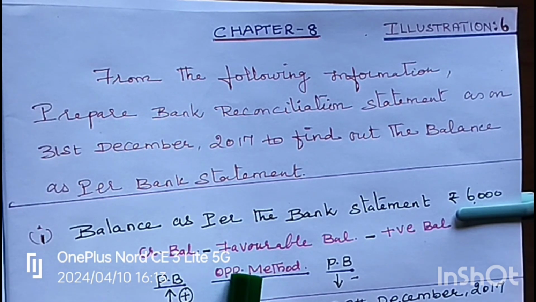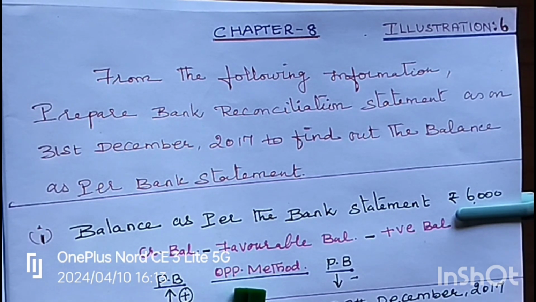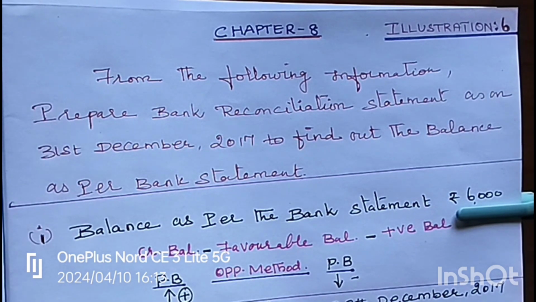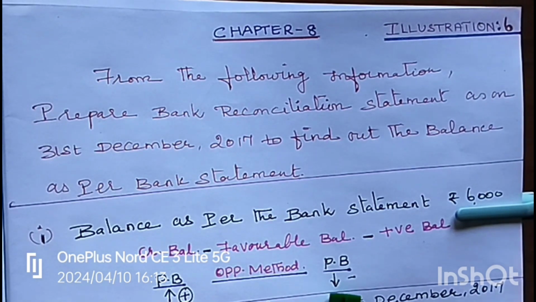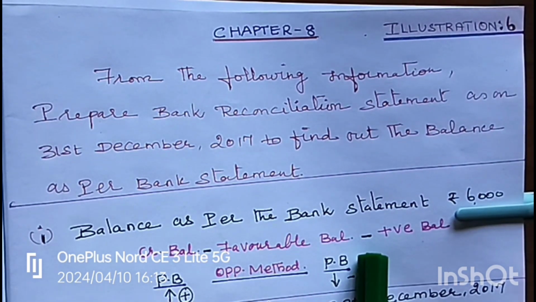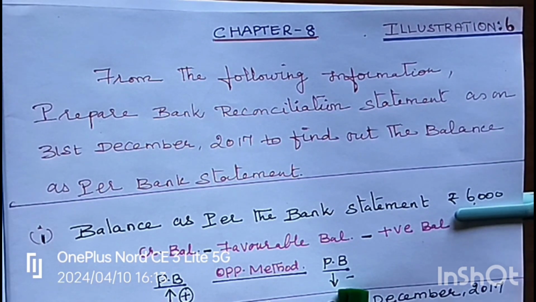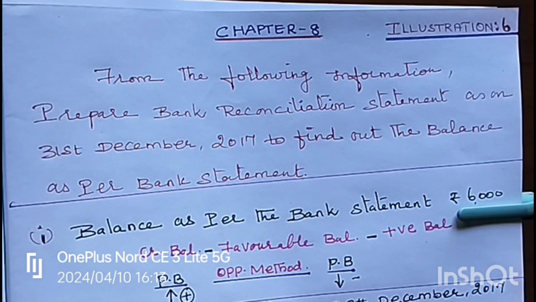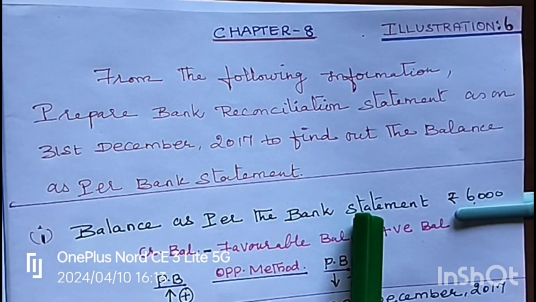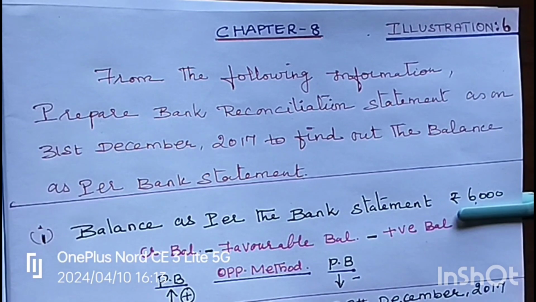What is meant by opposite method? Opposite method is nothing but whatever is to be added or increased in the passbook, as per the opposite method, it is to be subtracted, it is to be decreased. That is called opposite method. So, in upcoming transactions, we need to use the opposite method because we have given here balance as per the bank statement, balance as per the passbook.